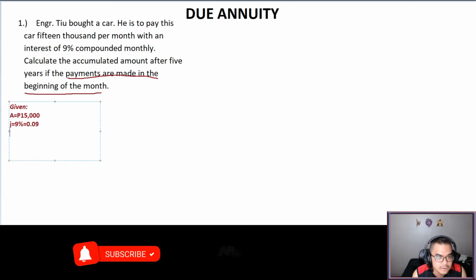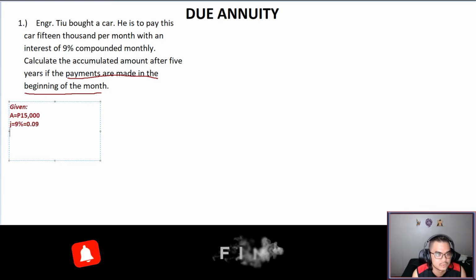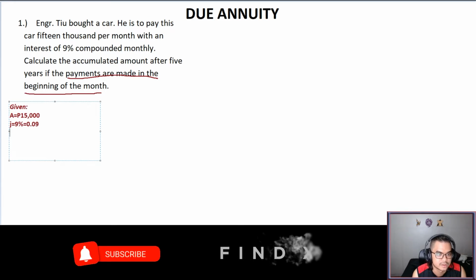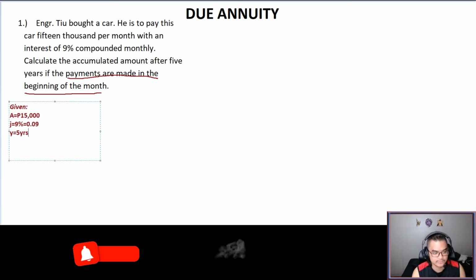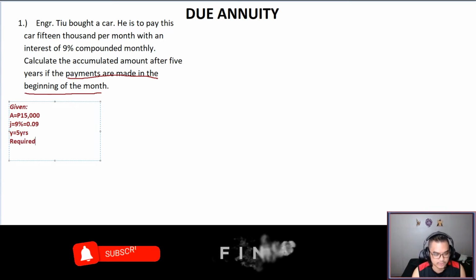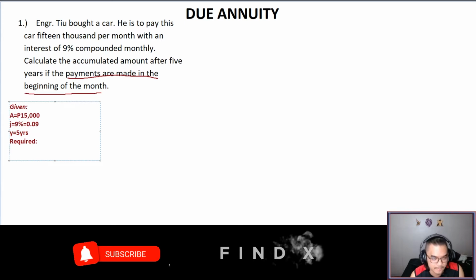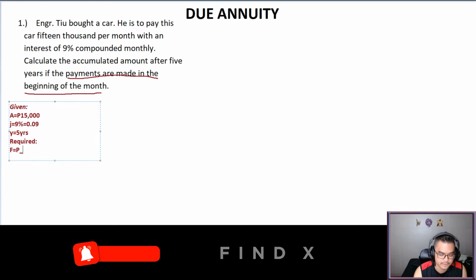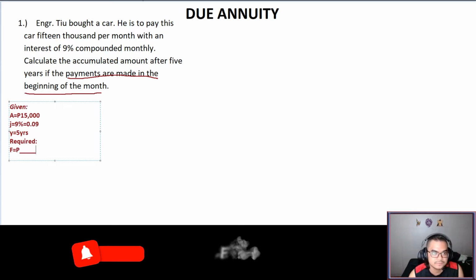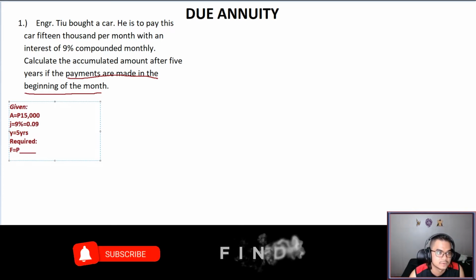We are to calculate the accumulated amount after 5 years. So y must be equal to 5 years. And then we are required to find the accumulated amount. From the word accumulated, we are required to find the future worth. Okay, so let's try out the solution.